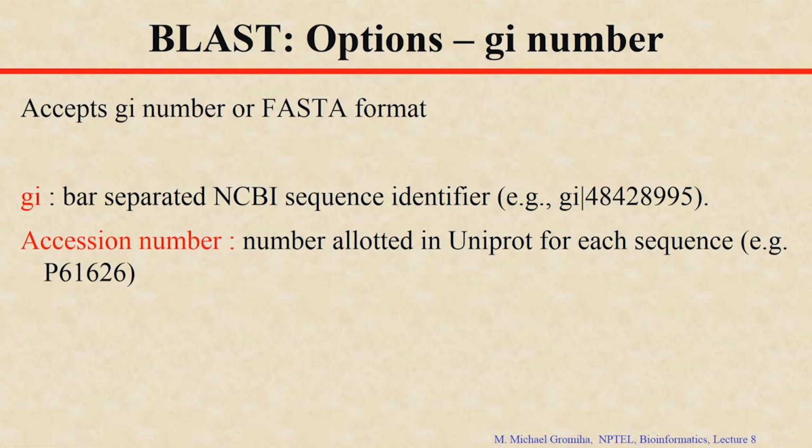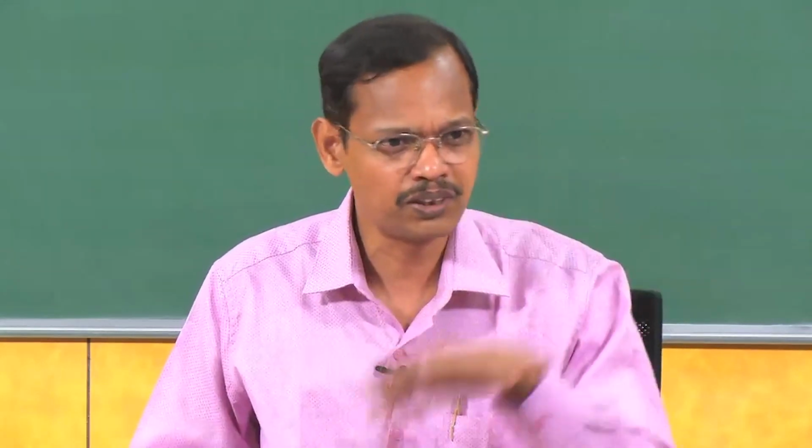So, these are the different file formats. You can ask for the GI format. This is a bar-separated NCBI identifier. For example, you see GI and then a bar separator and then the identifier. Then the accession number: you can give the UniProt one, right, you discussed the UniProt database. You can see this number, P61626. If you give this number, BLAST accepts it and takes the sequence directly from the UniProt database, right, everything is mapped. So, if you give these numbers, they can directly get the sequence from the relevant databases.